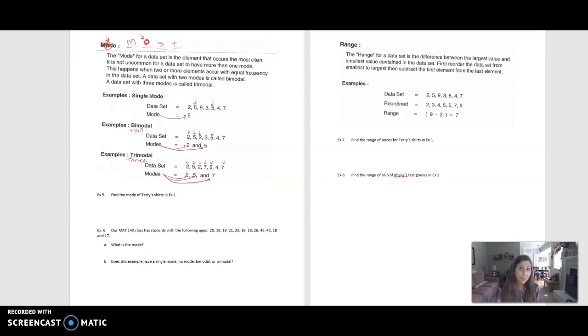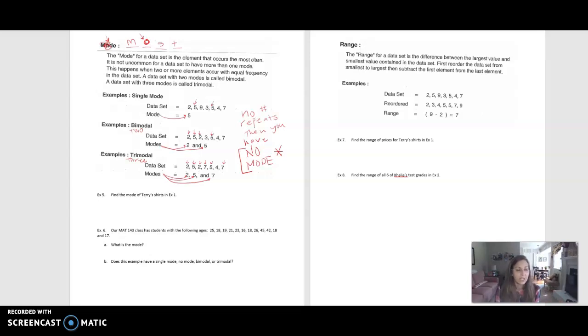Now, it's possible that you would have no mode. If no number repeats, then you have no mode. Let me write this down, because you don't want to leave it blank. Just because the numbers do not repeat does not mean you leave it blank. You would want to put no mode. If the numbers do not repeat, if there is no most often number, then it's no mode.